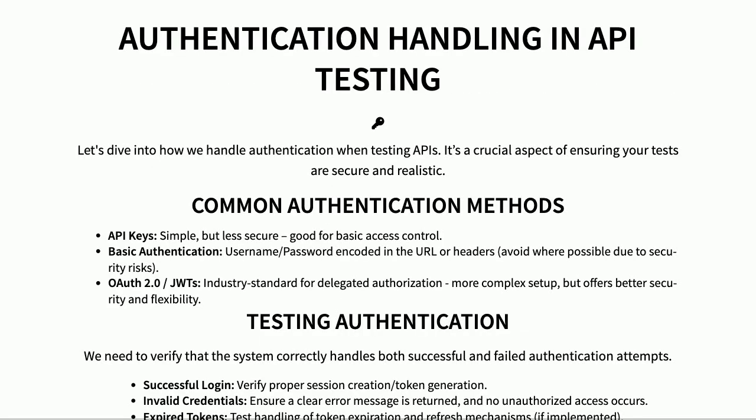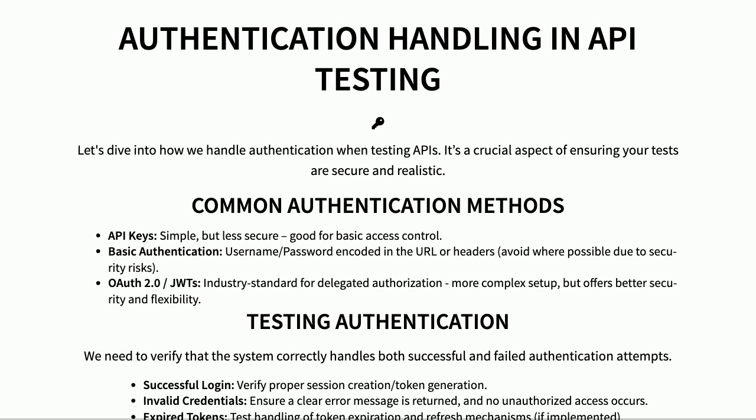Okay, let's talk about how we handle authentication when testing APIs. There are a few common methods: API keys for simple access control, basic auth with username and password, but that one needs careful consideration due to security risks. More commonly now, you'll see OAuth 2.0 or JWT tokens being used, which offer much better security.